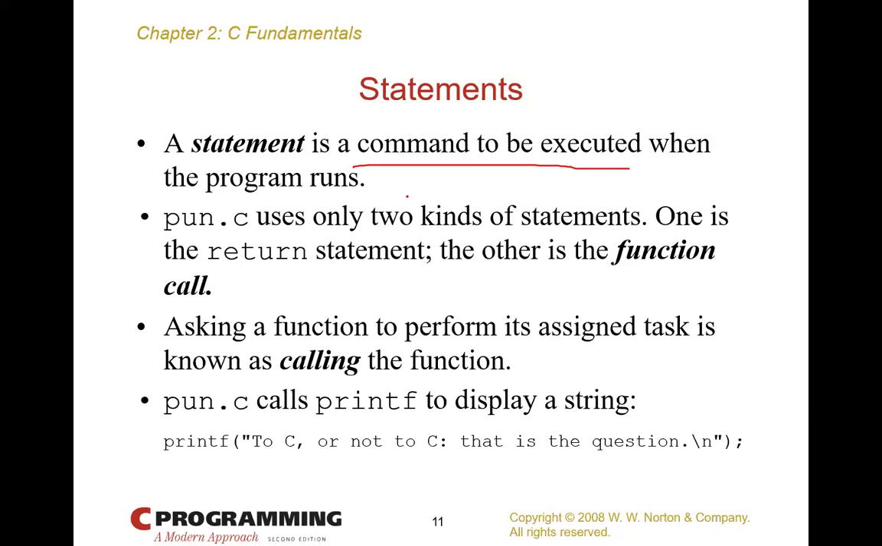So if you look at our example, it uses only two kinds of statements. One is the return statement, and the other is the statement that prints on the screen. But remember, I told you earlier that this is a library function. And because it is executing this line, it is called a function call. It is trying to call a function.